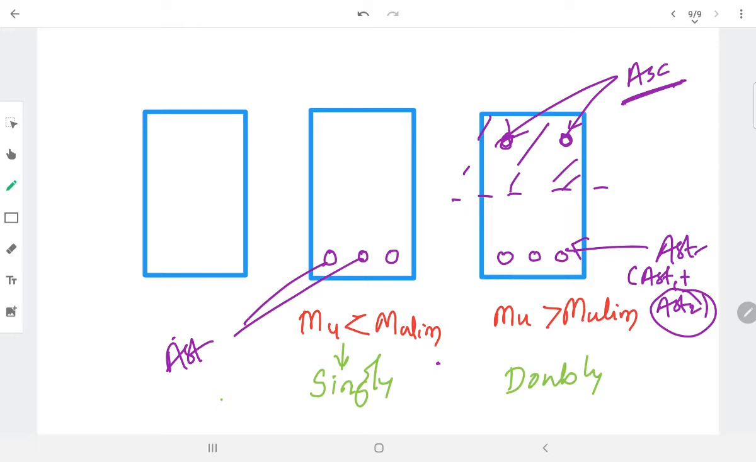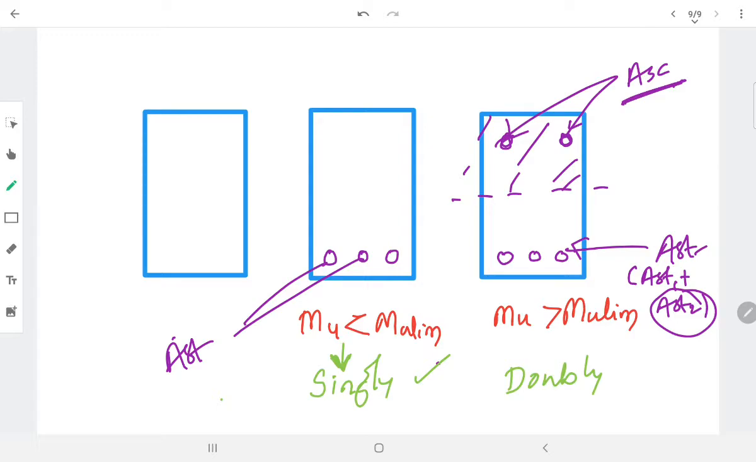Okay, and you may ask whether, if mu is equal to mu limit, obviously we will not get such an exact condition. Even if you get an exact 0 value, you will be going for singly itself, because whatever the stress is, it is quite equal to the applied stress. Without a factor of safety, the concrete will be able to carry it.